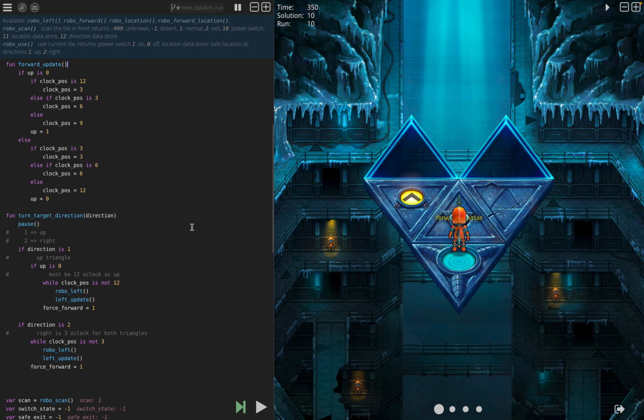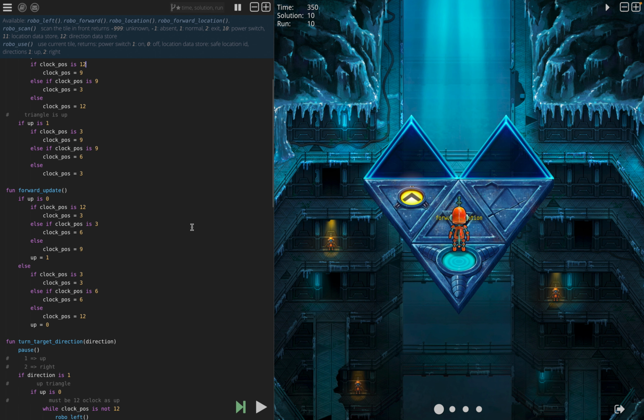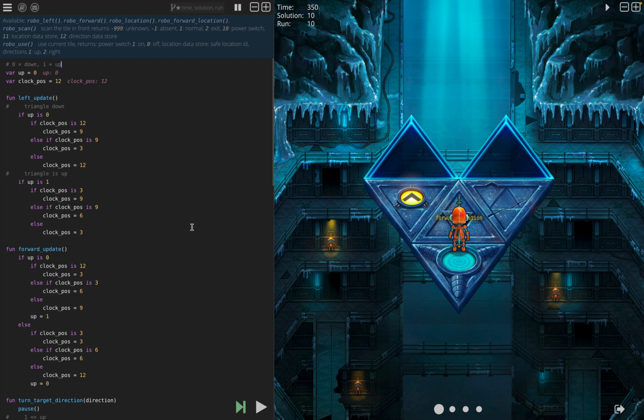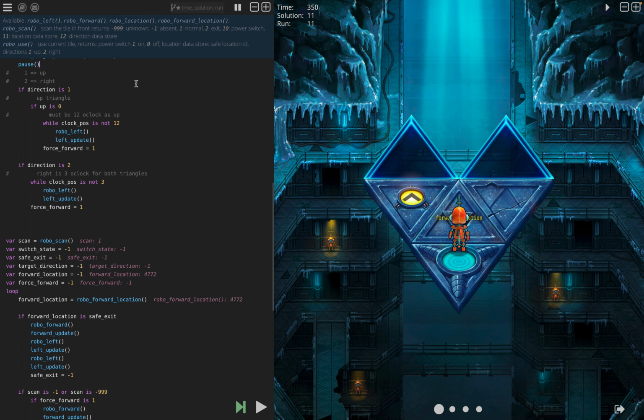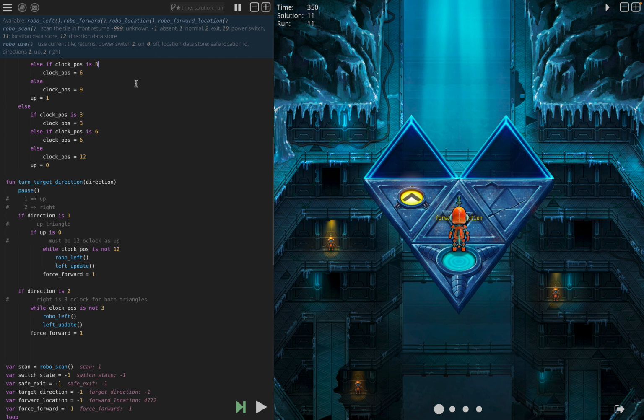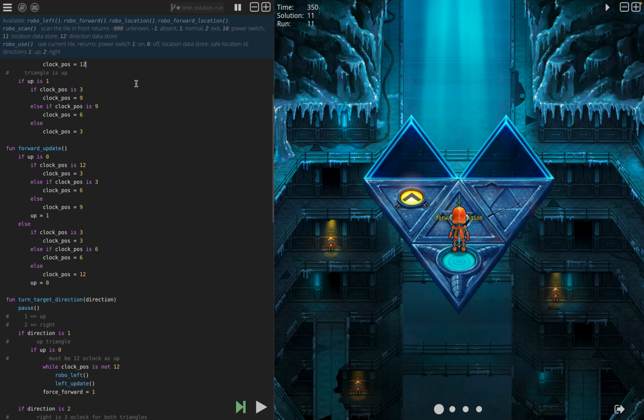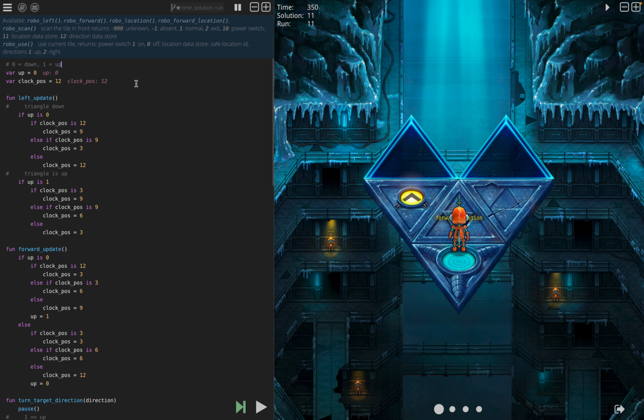So I called it clock position. Clock position is like 3, 6, 9, and 12. And besides that, to understand if the triangle is up or not. We start with the triangle facing down, so it means up equals 0. But when we move, if the triangle is facing up like this and we move left or right, it becomes down-looking, and if we move up, it's the same. So it's a bit tricky logic, but I tried to make it elegant.